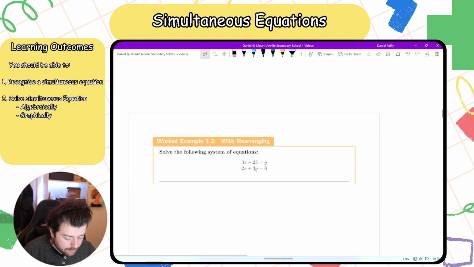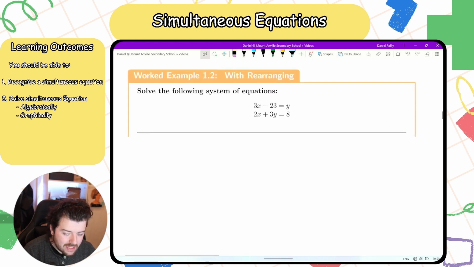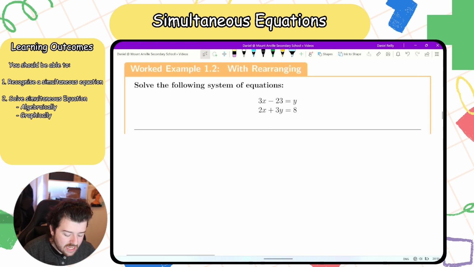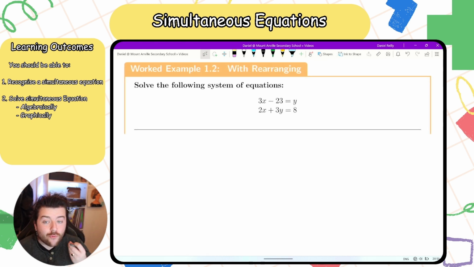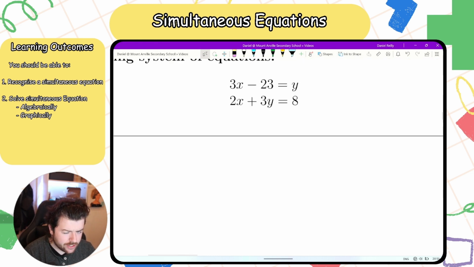So this example here is a little bit different. We want to rearrange a simultaneous equation. Because if you just look here, it looks like a simultaneous equation, but there's a little something off about it. So I have 3x minus 23 is equal to y. And in my second equation, I have 2x plus 3y is equal to 8. So what's the story?